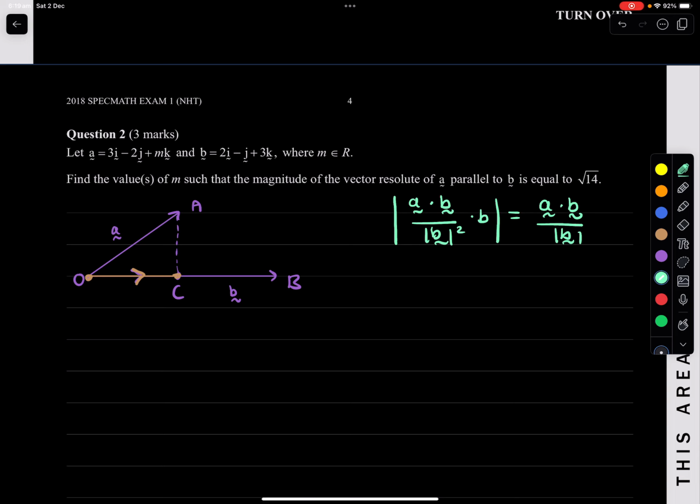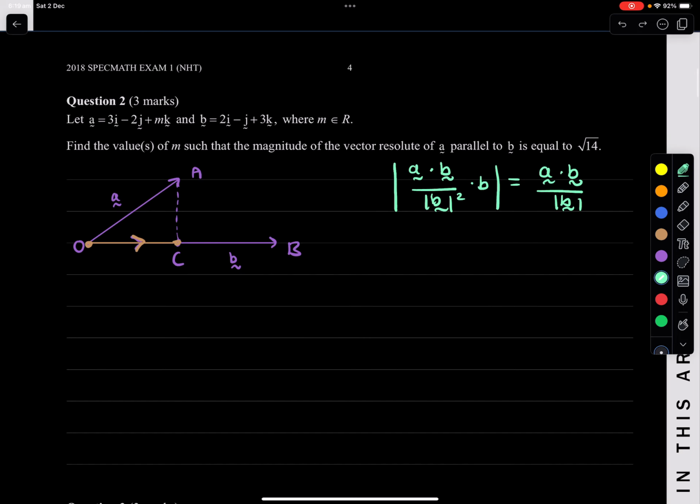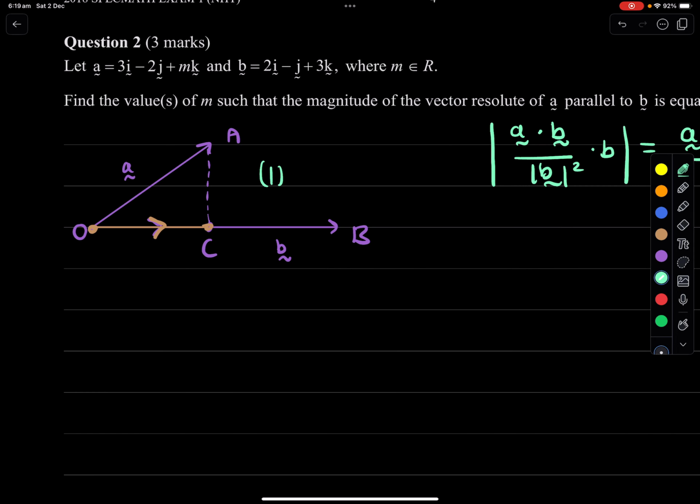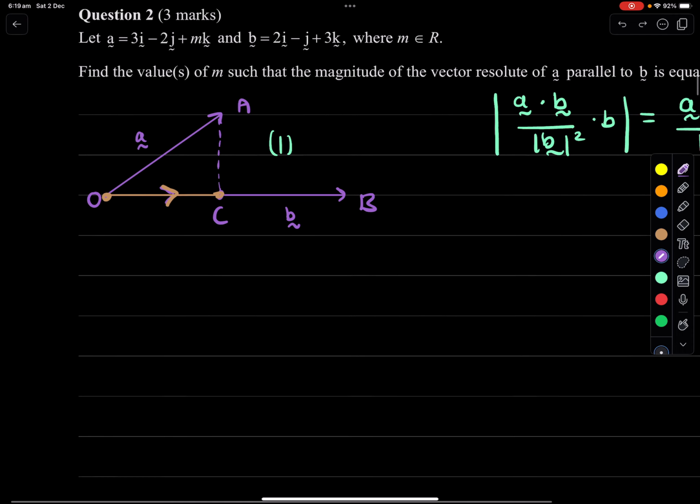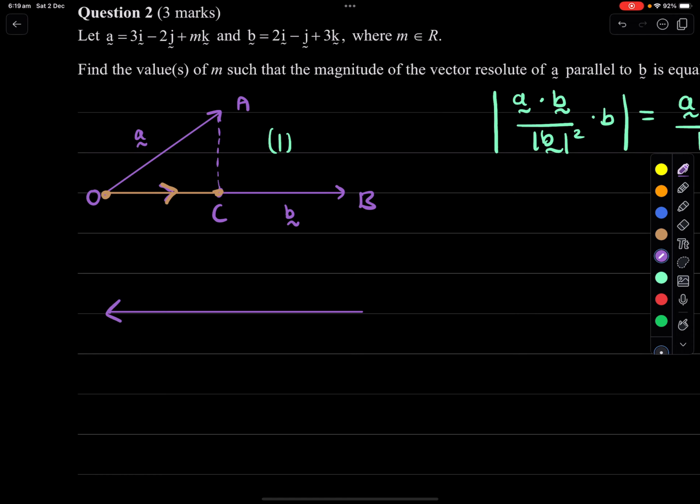Okay. Now, this is where the problem comes. We need to think, because we've taken the absolute value of it. So this is just a demonstration, for example. We could have the direction going right, so let's say m is positive. Or in other words, it could have been the opposite. Maybe A is this way. So this is A, and our direction goes this way. This is your vector resolute.